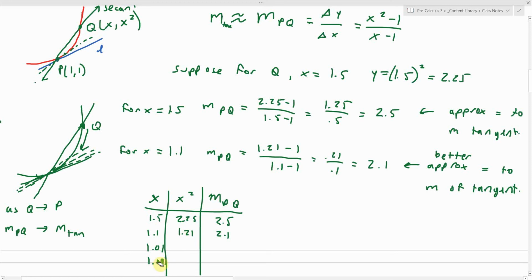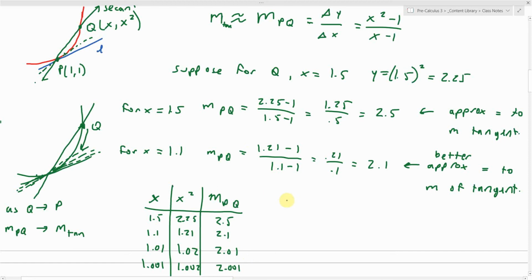So we'll go to 1.1, 1.01, 1.001, and see what happens to the slope. I filled in these for you to save some time here, but as x gets really close to 1, we see that the slope of the secant line gets really, really close to 2, right?